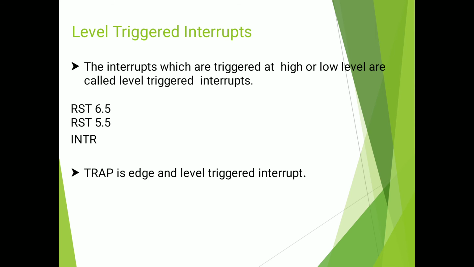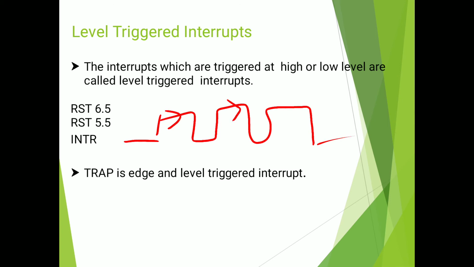Level trigger. The interrupts which are triggered at high or low level are called level trigger interrupts. RST 6.5, 5.5 and INTR. Trap is edge and level trigger interrupt. This is called the level trigger interrupt. Level triggering.